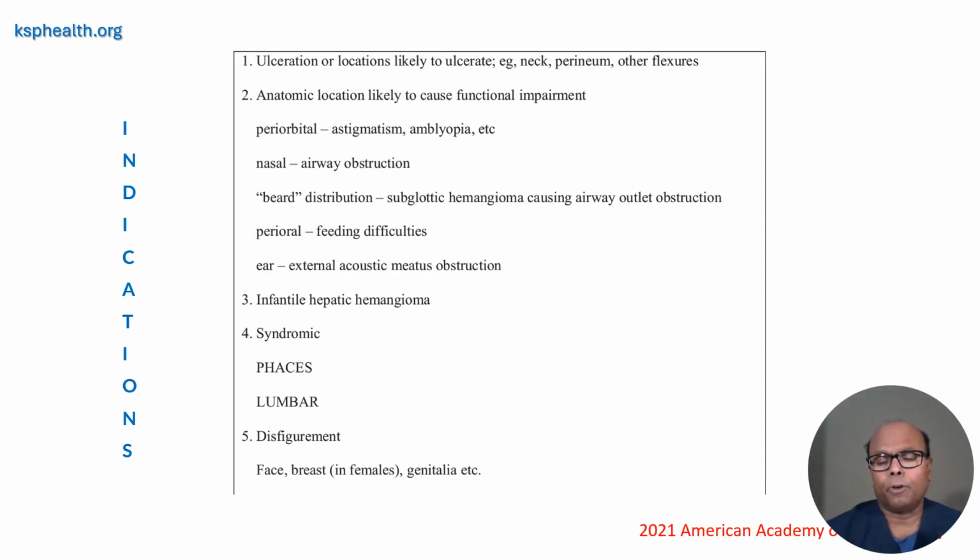So what are the indications for treatment? When there is ulceration or locations likely to ulcerate, for example, neck, perineum, and other flexures, or anatomic locations likely to cause functional impairment like periorbital, nasal, beard distribution, perioral, the ear, or infantile hepatic hemangioma, or the patient is syndromic like PACE or LUMBAR, or when it can cause disfigurement like face, breast in females, genitalia, etc.